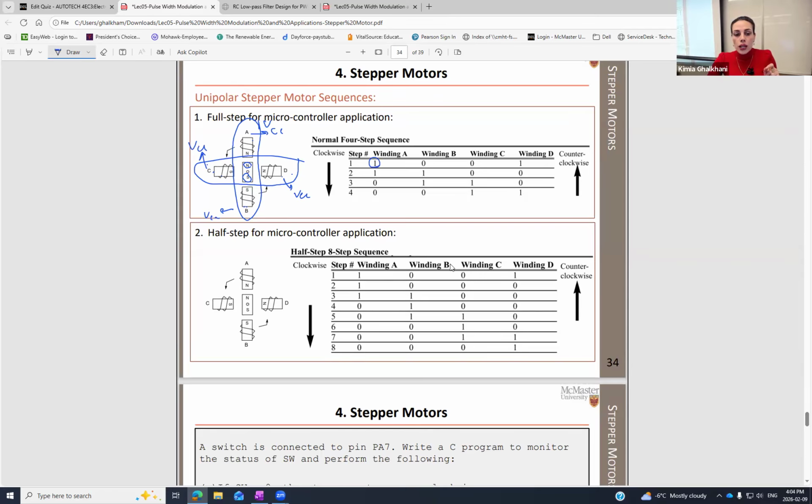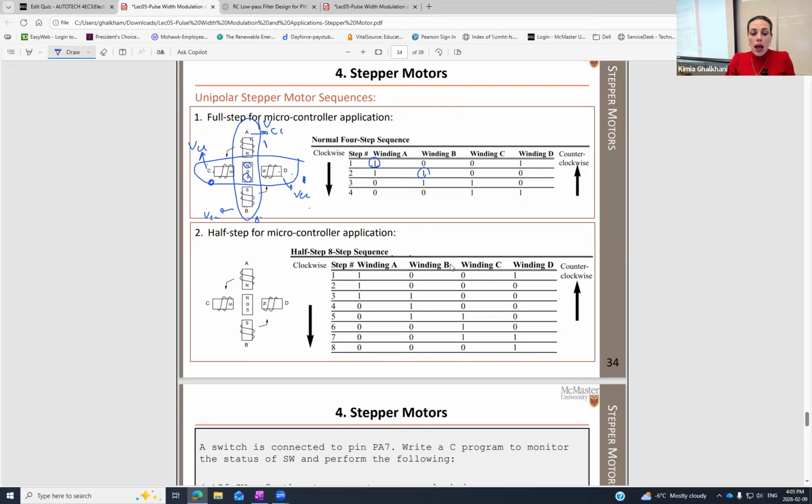If it is step 1, if this is A and this is B, A is 1, B is 0. If this is C, suppose this is 0, so this is 1, 0, and 0, 1. In each phase, one of them should be 0, the other one should be 1. And the 1 is always the one that is connected to VCC. And the 0 is the one which is grounded.